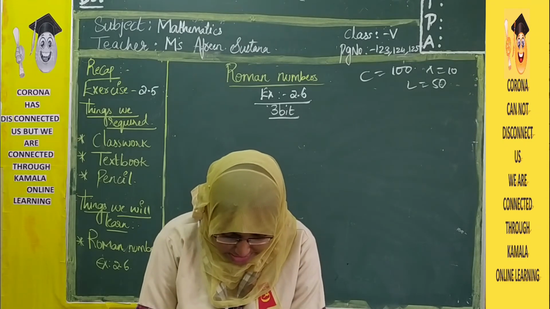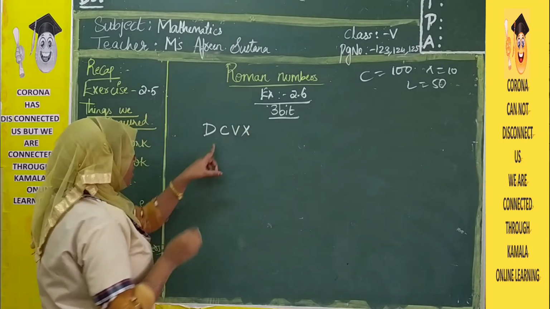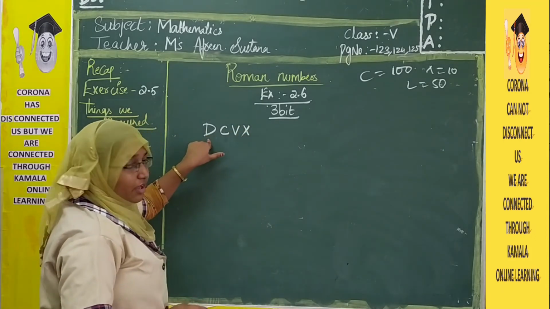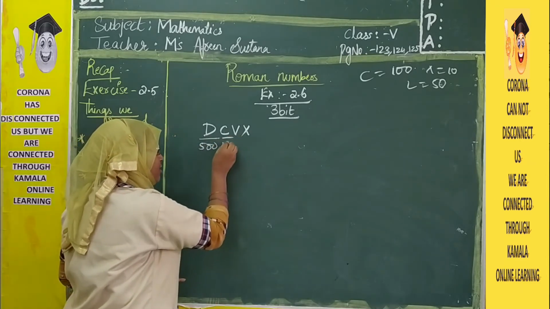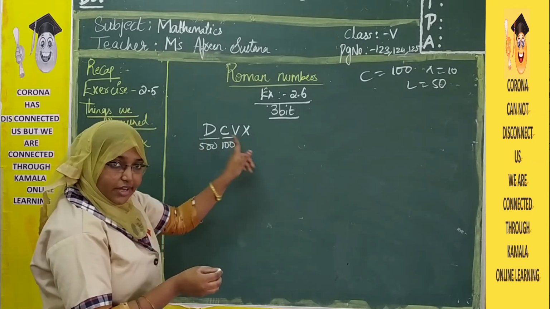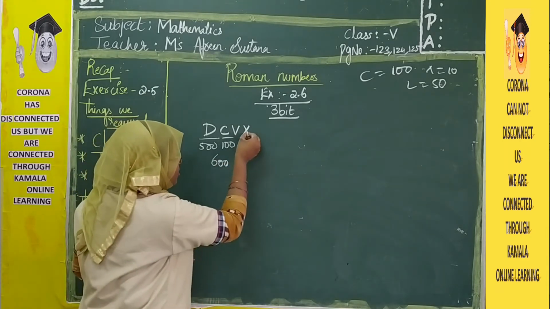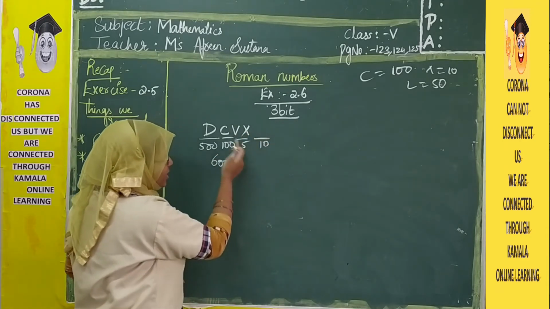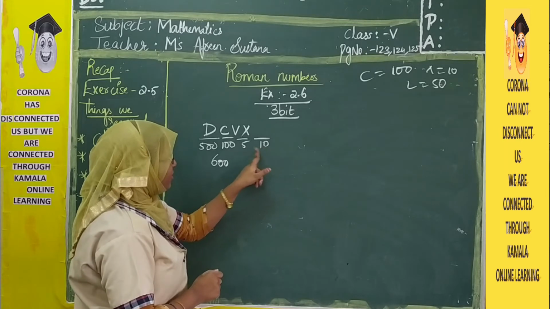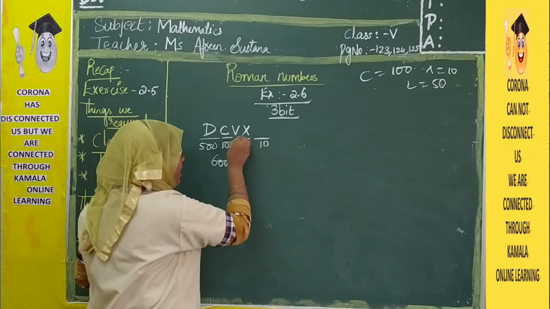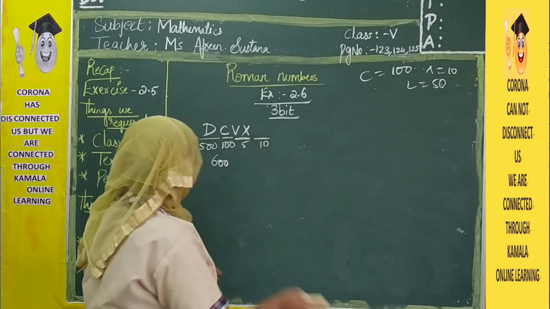See first one, DCVX. C is 100. What is D? 500. So the smaller numeral written on the right side, we can add. It will be 600. VX. Can you subtract? Now X is bigger than 5. That is 10 is greater than 5. You cannot subtract, you cannot write like this, 10 minus 5. So here V cannot be subtracted from X. So what will you write? Meaningless.